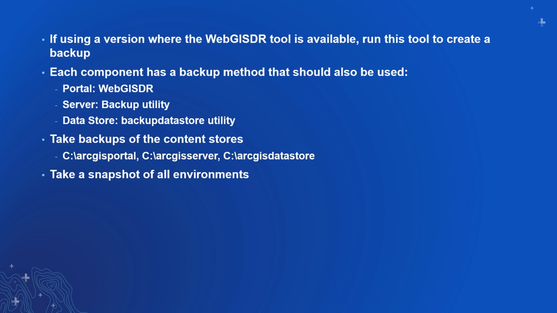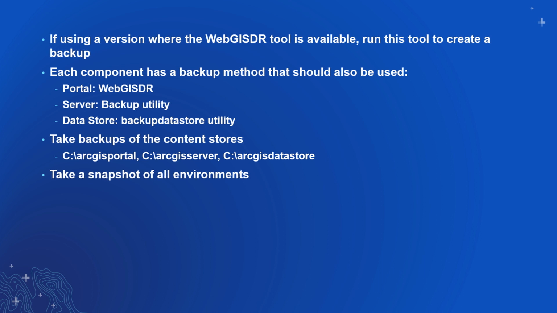Another backup method would be to use each component's individual backup method. ArcGIS Server has a backup utility and export site, as well as the Data Store. It has its own command line backup utility that will just back up the Data Store. Another backup option would be to back up the content stores themselves. For example, Portal's default is C:\ArcGIS\Portal, and ArcGIS Server is C:\ArcGIS\Server, and then Data Store is the same, C:\ArcGIS\DataStore.